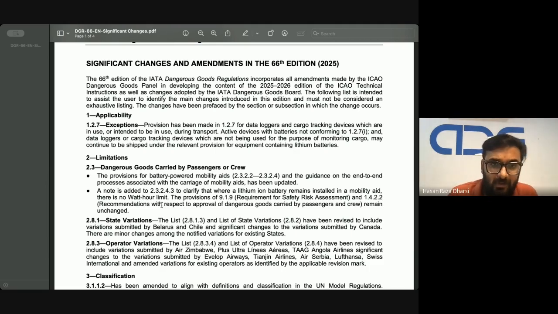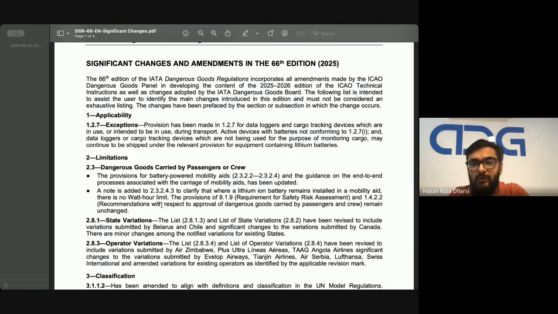The provision of 9.1.1, the requirement for the safety risk assessment, and the 1.4.2.2 recommendation with respect to approval of dangerous goods carried by passengers and crew, remain unchanged. So the provisions we are discussing here have been left unchanged.